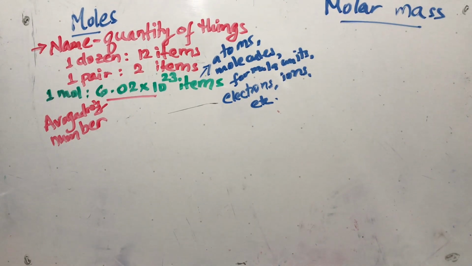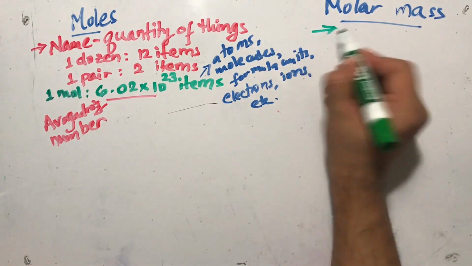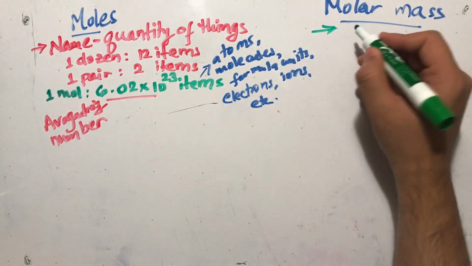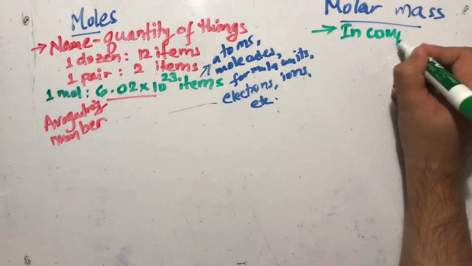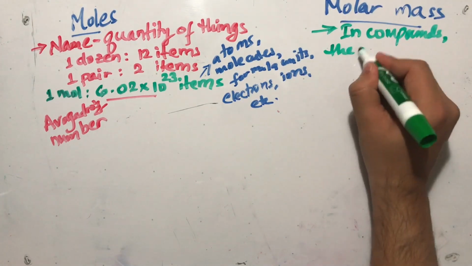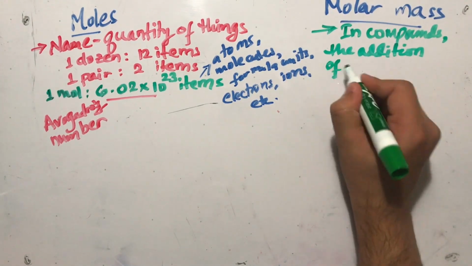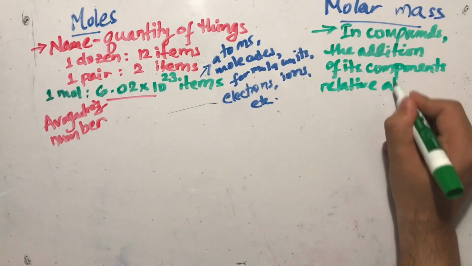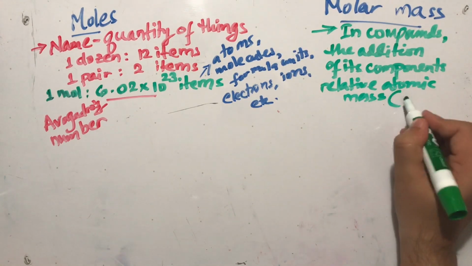Now let's look at what molar mass is. Molar mass is basically the mass of a compound. In other words, in compounds, it's the addition of its components' relative atomic mass, and it's expressed in grams. So let me write that definition: in compounds, the addition of its components' relative atomic mass, and it's expressed in grams.